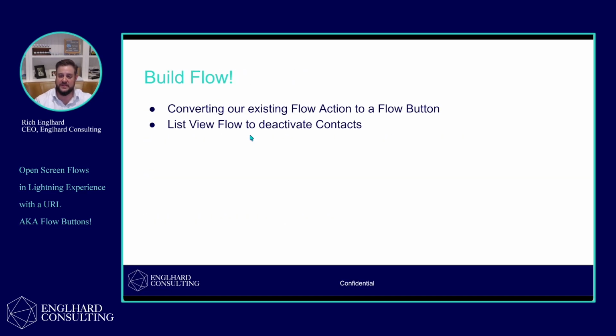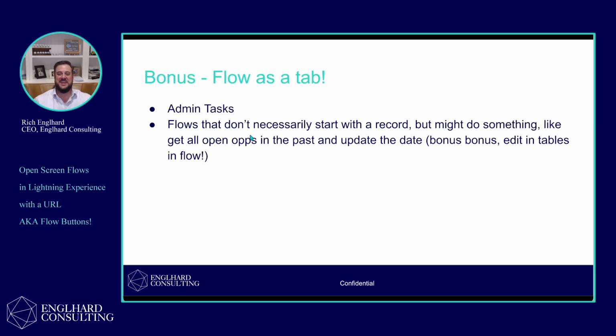Now, we've looked at converting our existing flow action to a flow button. What are those benefits? We've looked at using a list view flow to deactivate those contacts. But there's a bonus. You can use a flow as a tab. I really think this is so cool. You have admin tasks that you might want to do, where you want to be able to just click a tab and start going on a flow, or flows that might not necessarily start with a record, but you want to do something like get all open ops in the past and update the date. So I do have a bonus here as well.